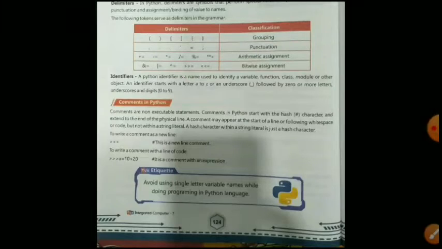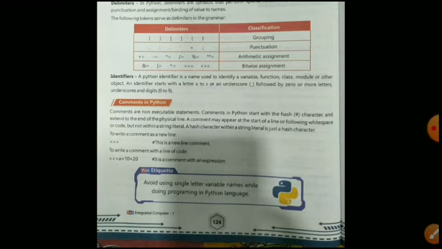Comments in Python. Comments are non-executable statements. Comments in Python start with the hash character and extend to the end of the physical line. A comment may appear at the start of a line or following white space or code, but not within a string literal. A hash character within a string literal is just a hash character.